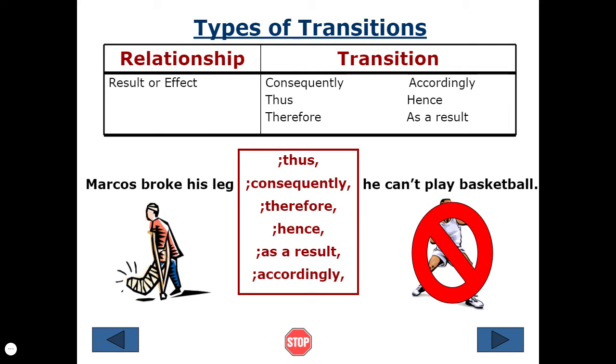You also have transitional words that create that relationship of result or effect. Consequently, thus, therefore, accordingly, hence, as a result. So you might want to use these if you're trying to explain how something resulted or the effect of something. So Marcos broke his leg, thus he can't play basketball. So it's that effect of what happened because he broke his leg.